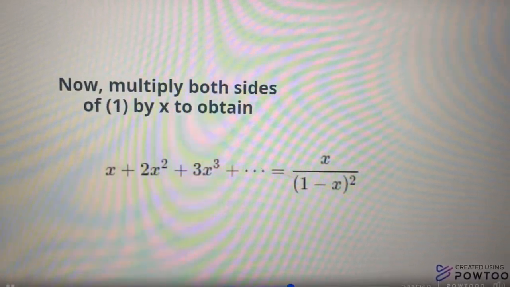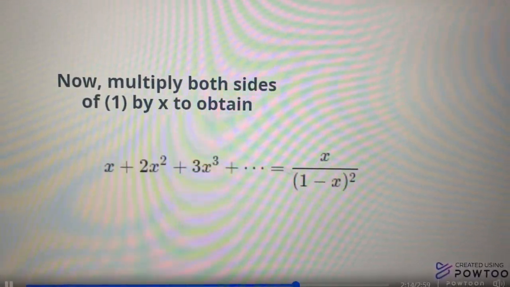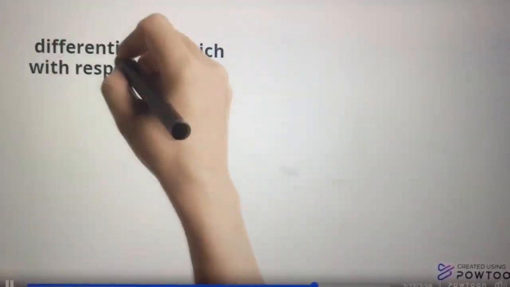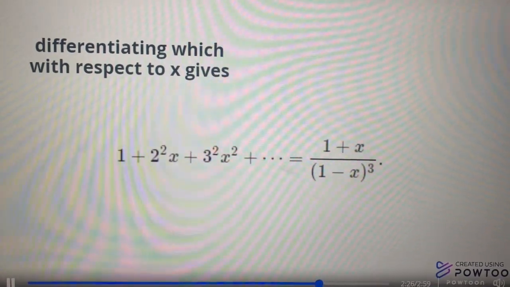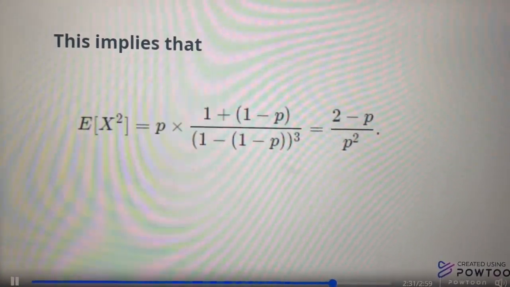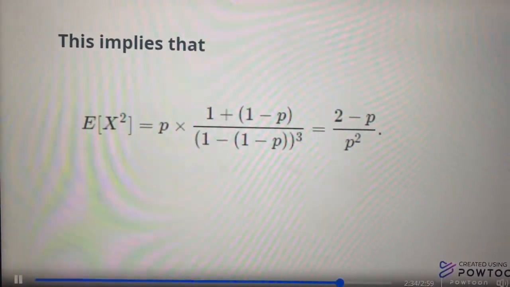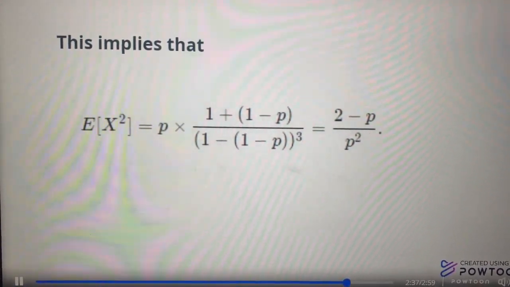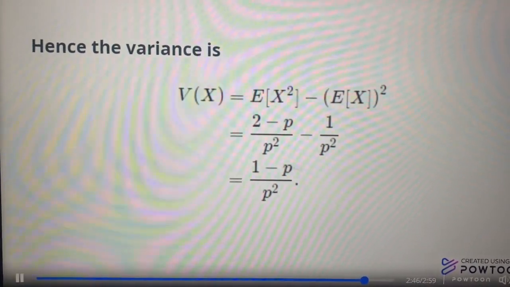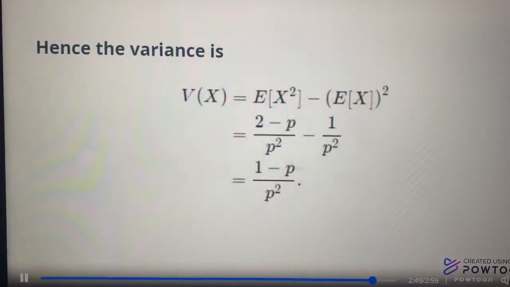Now multiply both sides of the previous equation by x to obtain x plus 2x squared plus 3x cubed plus and so on equals x over (1 minus x) squared. Differentiating this with respect to x, we get 1 plus 2 squared x plus 3 squared x squared plus and so on, which implies that E[x squared] equals p times (1 plus (1 minus p)) over (1 minus (1 minus p)) cubed. Hence the variance is V[x] equals E[x squared] minus E[x] squared, which equals (2 minus p) over p squared minus 1 over p squared.